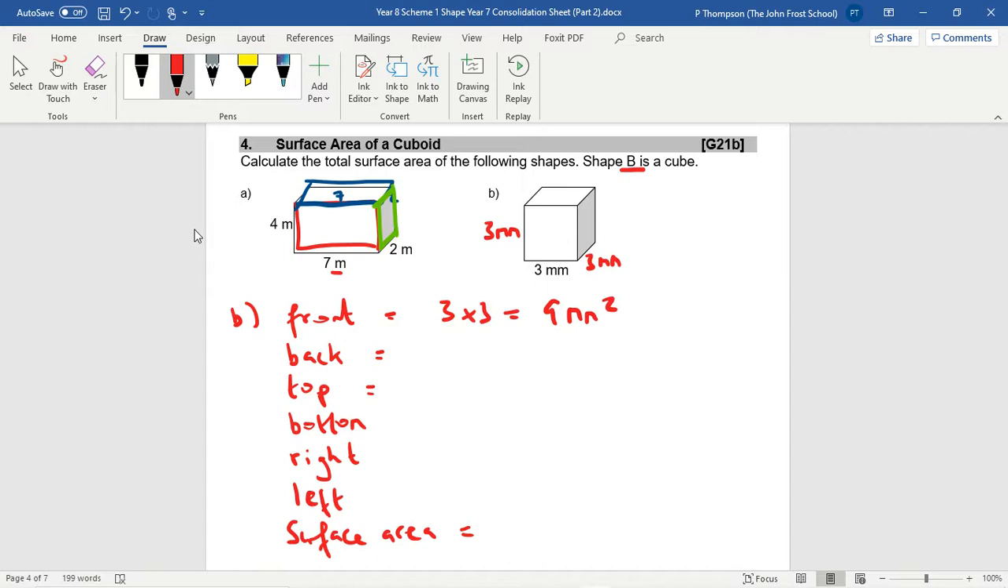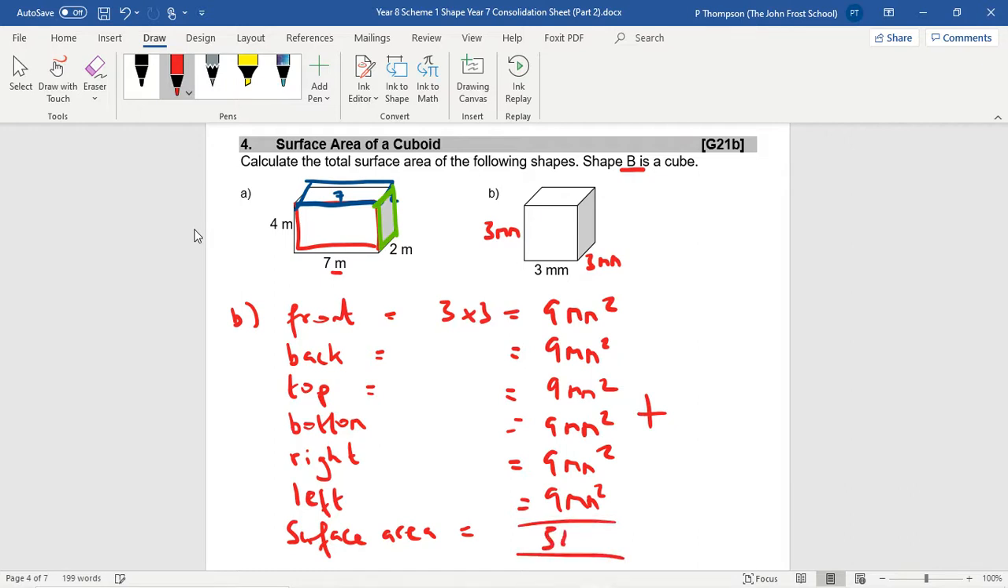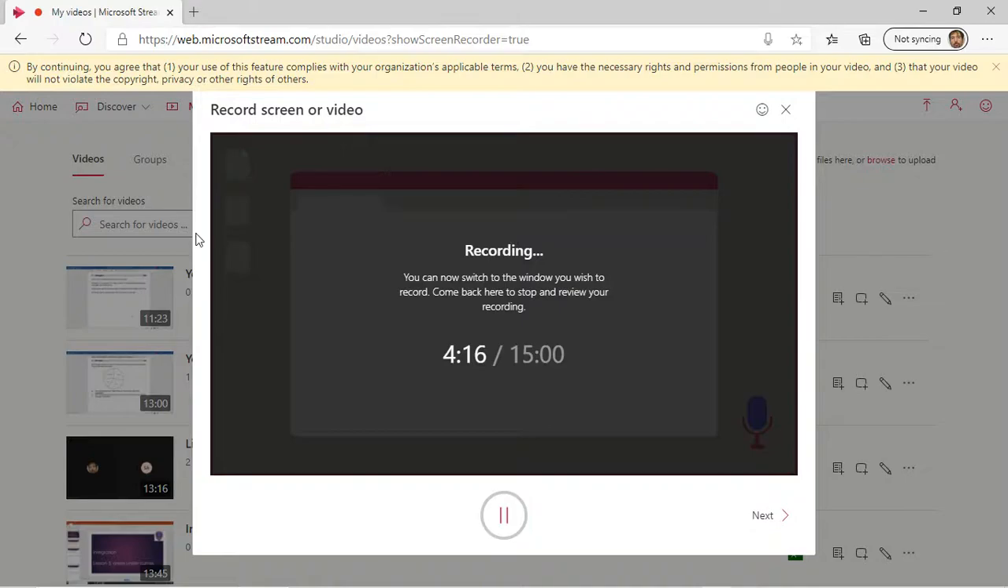And again, I think it's common sense now. See that the back is going to be the same. Can you see that all the faces are going to be the same size because they're all squares? So that's going to be 9 millimeter squares, 9 millimeter squares, 9 millimeter squares. Okay, and so will the left as well. All right, and obviously add them all together now. I'm just going to do 6 times 9, which is 54 millimeter squares. Okay, so cube's easy because all 6 faces are the same size. Quick time check. No probs.